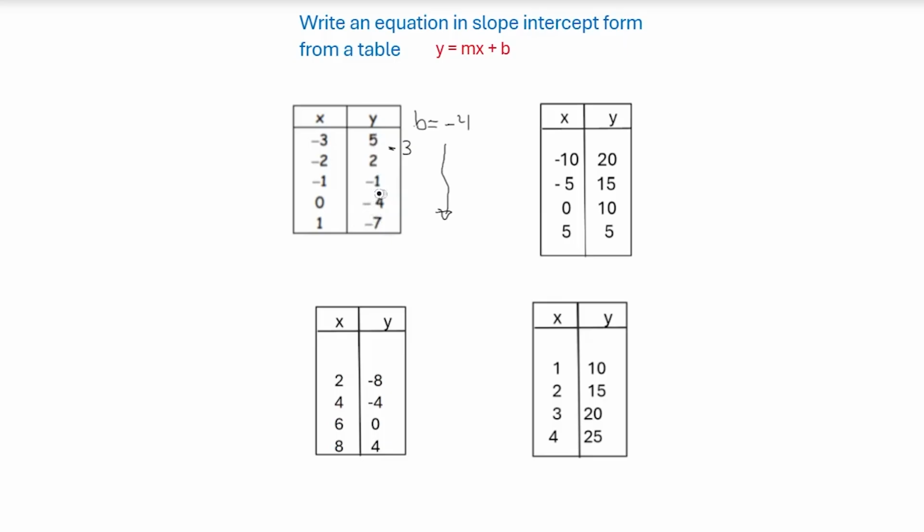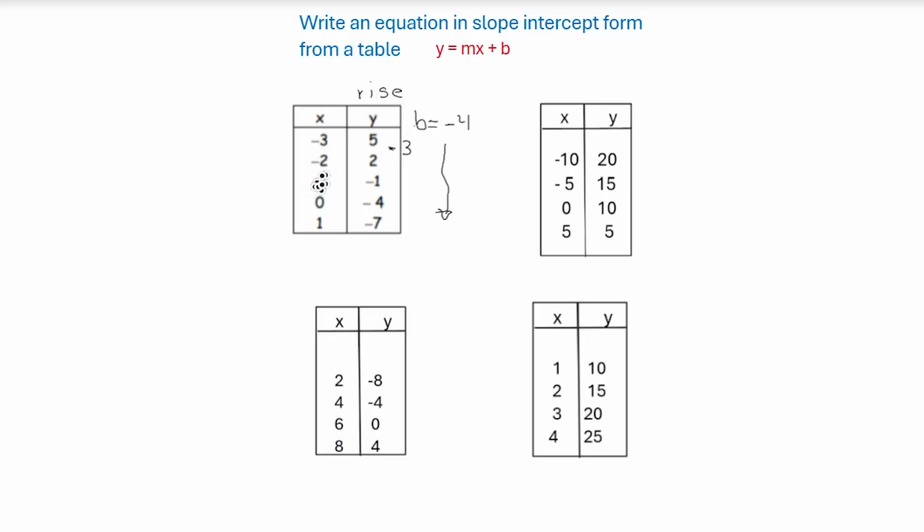The slope doesn't change. So 5 minus 3, you get 2. Minus 3, you get -1. Minus 3, you get -4. Minus 3, you get -7. So it checks. This will be the rise.